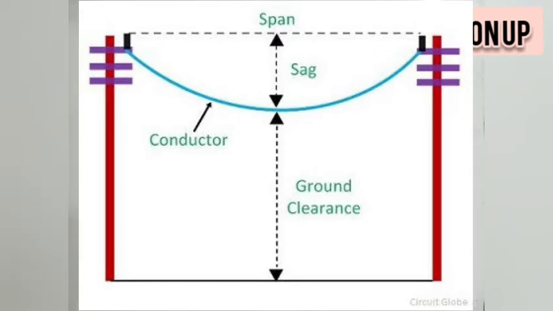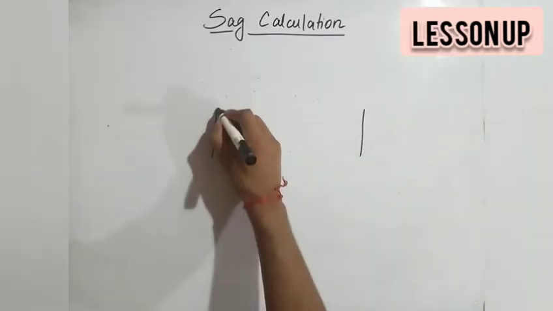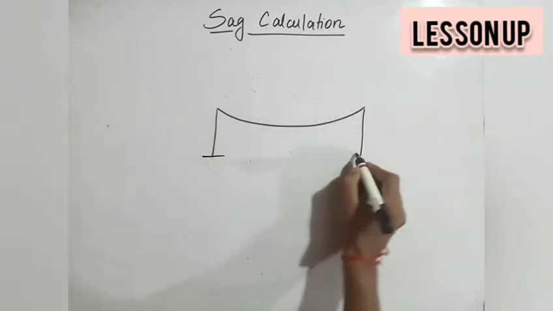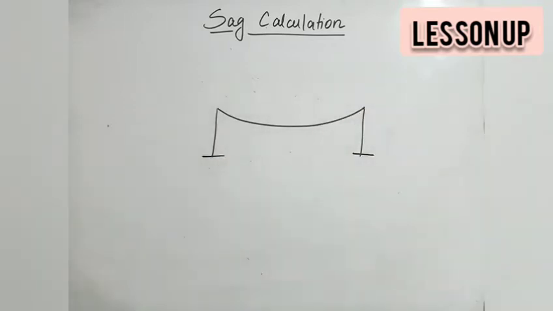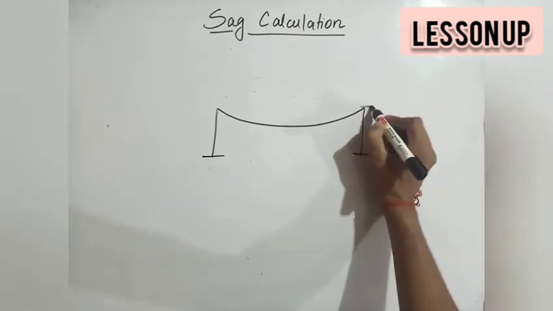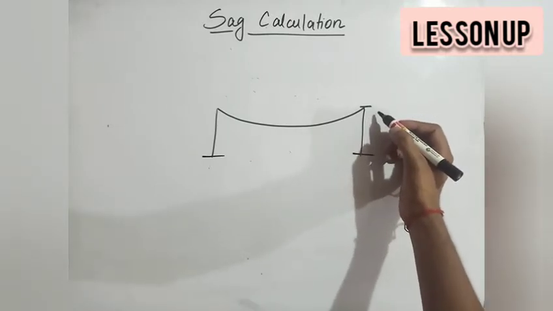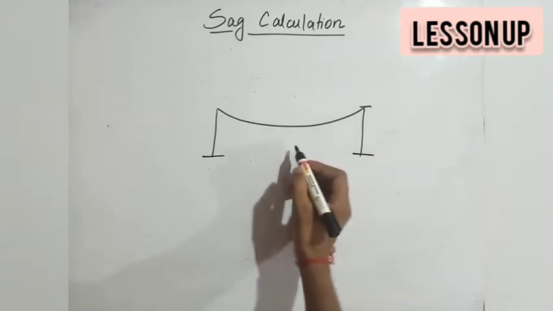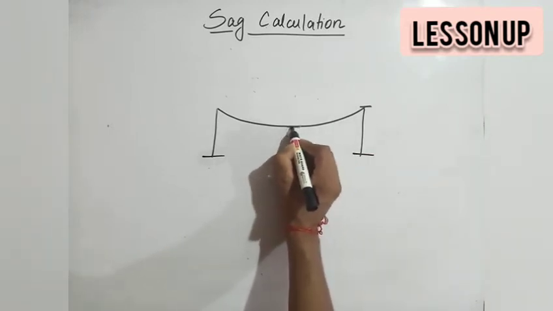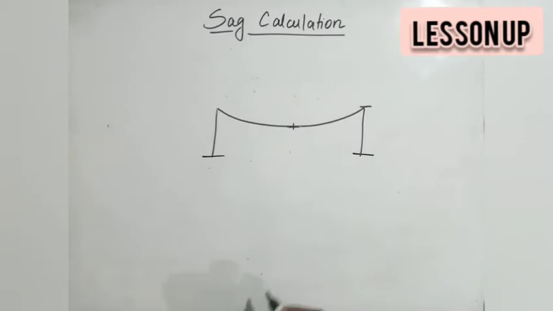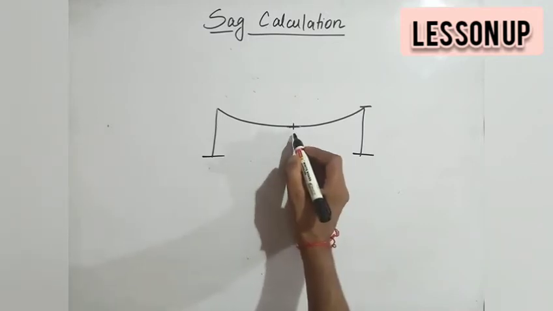What is sag and how to calculate sag? A flexible conductor with a uniform cross section is strung between two supports like this. The difference in level between the point of support and the lowest point on the conductor is called sag.